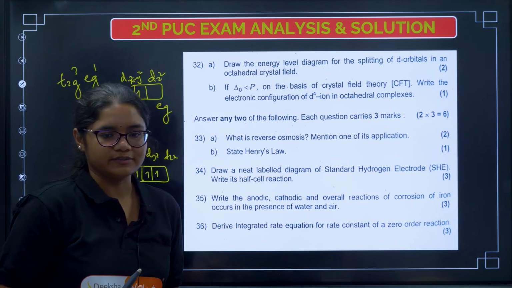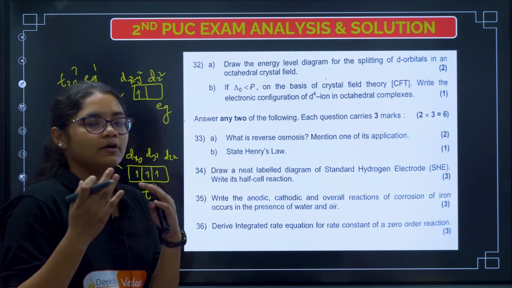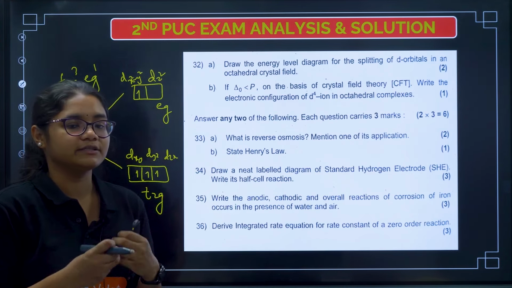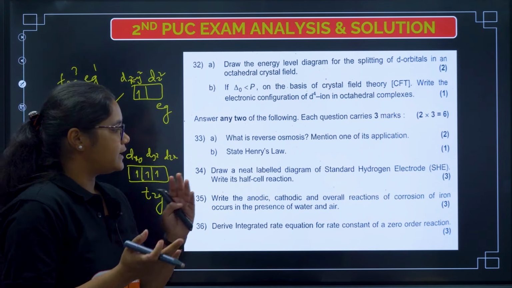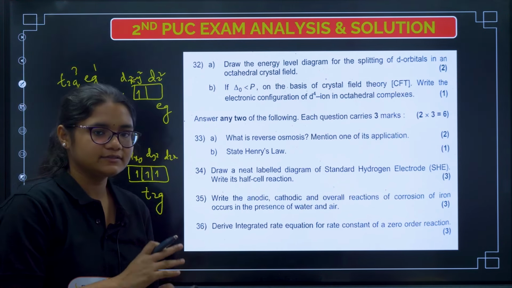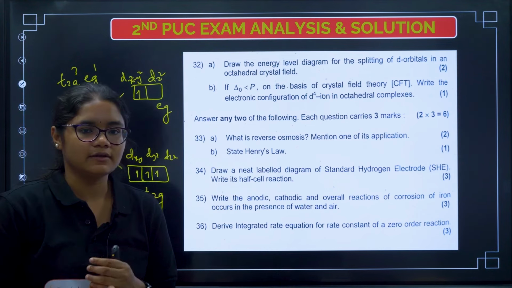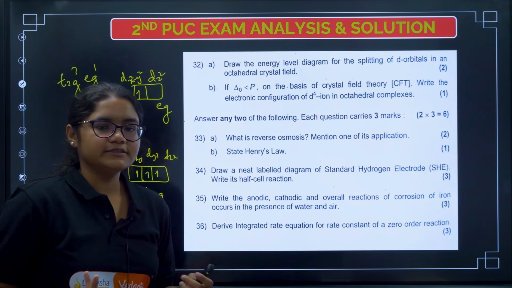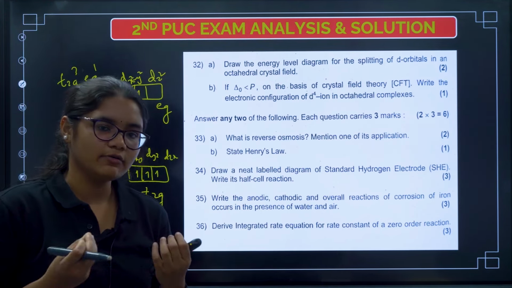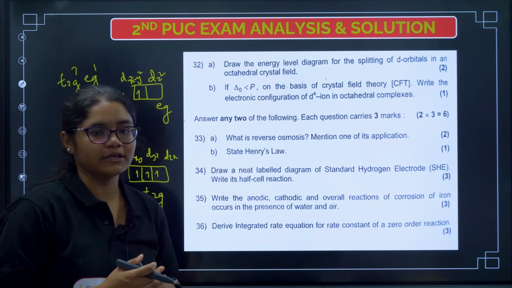What is reverse osmosis? So you have to write whenever a pressure greater than the osmotic pressure is applied, the direction of the flow of the solvent changes or reverses, and that is called reverse osmosis. What is the application? It is used in the desalination of ocean water, or you can write purification of ocean water.